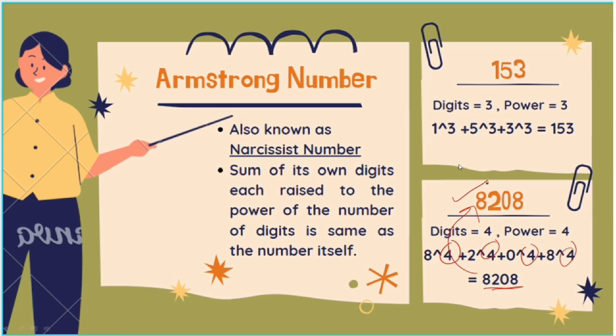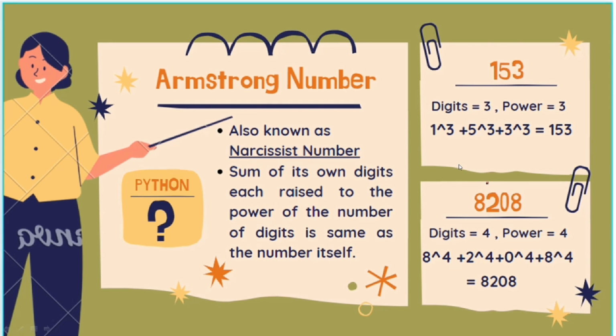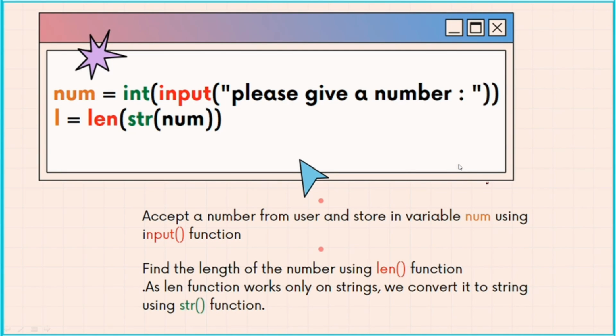Now we have understood what an Armstrong number is, how to check it, and the logic behind it. But how will we implement this in Python code? Let's check it out. First, we will accept the number from the user. We use the function input to accept the number from the user. We have converted it into int and stored it in the variable num.